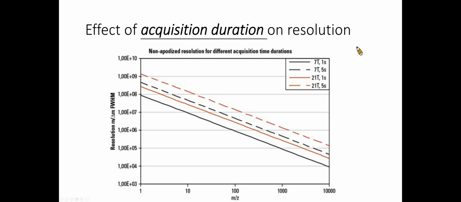The second factor is the acquisition duration. The longer the acquisition duration, the higher the mass resolution you get. This figure shows that the greater magnetic field and the longer acquisition duration both can enhance the mass resolution.